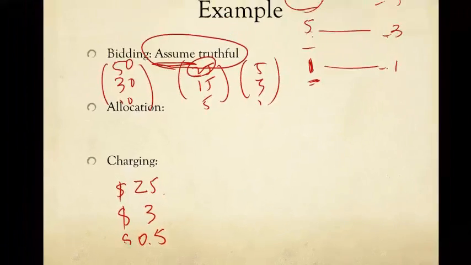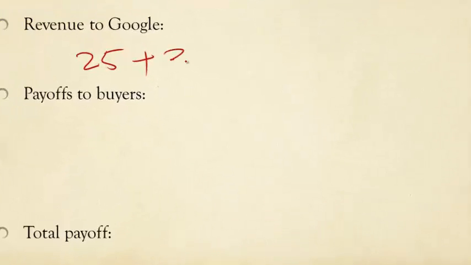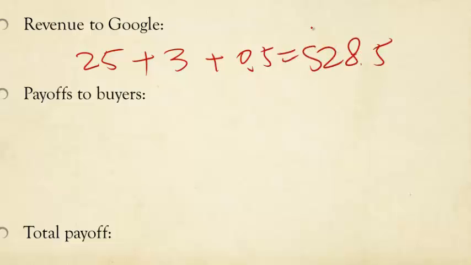These are in dollar amounts per click. So now we can take a look at the revenue. Google collects the following revenue, which is 25 from the first bidder, 3 from the second, and 0.5 from the third, which is $28.5. And then the payoff to the buyers.